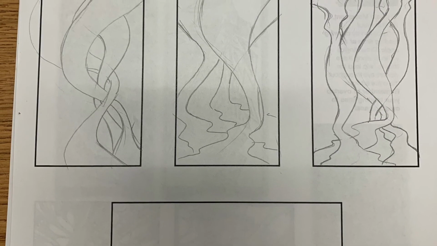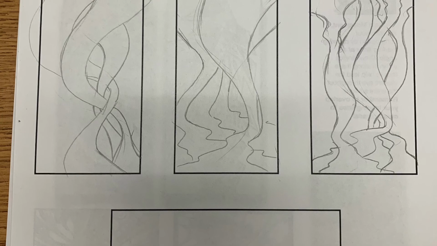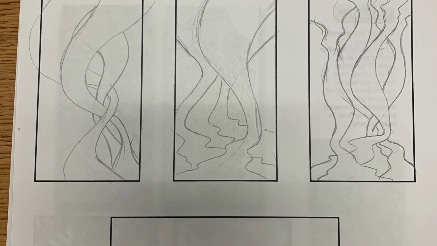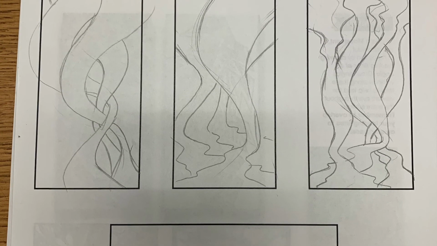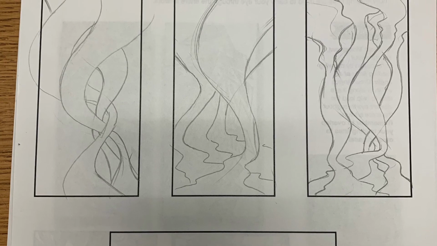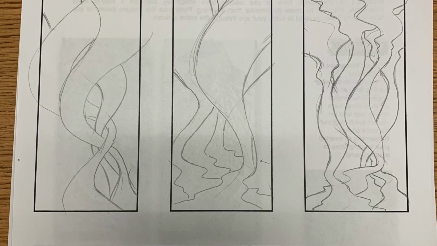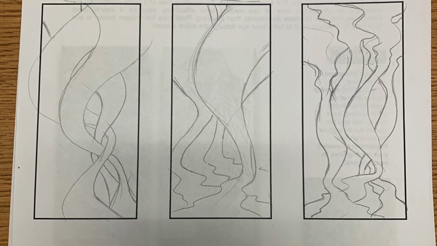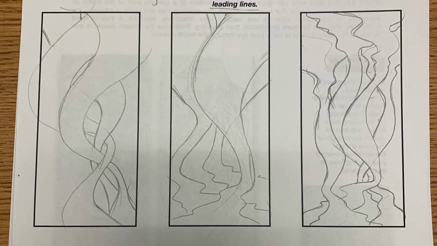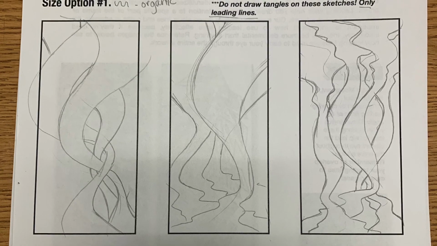Today, you need to draw at least 3 different compositions, choosing either size option, and in each sketch, you need to show leading lines that overlap. Leading lines must create movement by being placed on an angle, and your leading lines must fill up at least 80% of the composition. Please do not draw any tangles in these leading lines today.